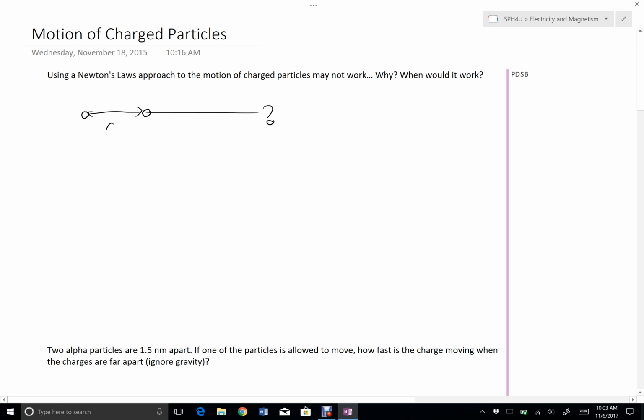So let's say this particle moves from A to B. This radius 1 in comparison to radius 2 isn't similar at all. What that means then is that Coulomb's law, or the electric force acting on this particle, is changing a lot during the motion of this particle.